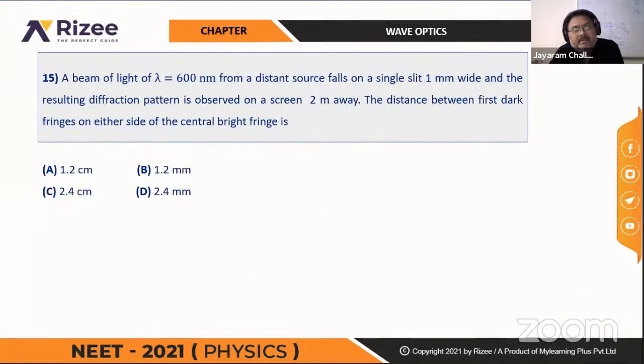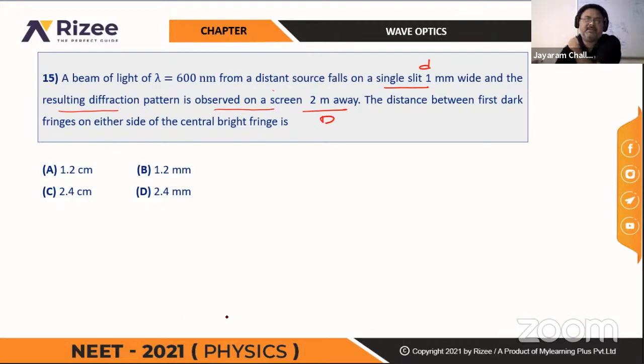Next, a beam of light of wavelength equal to 600 nanometers from a distant source falls on a single slit of 1 mm width. Small d he has given, and wavelength also he has given. The distant source falls on the single slit, and the resulting diffraction pattern is observed on the screen 2 meters away, that is capital E.